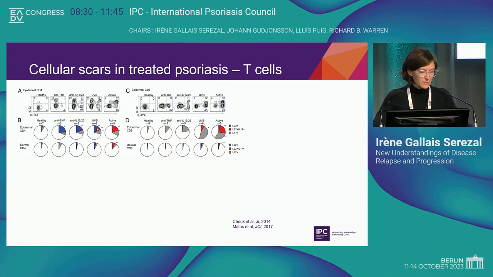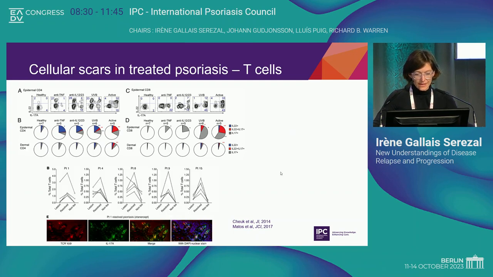anti-IL-12/23, and UVB treatment in the epidermis, not in the dermis, but in the epidermis, you had CD4 that kept the capacity to produce IL-22, and CD8 that kept the capacity to produce IL-17. That's in gray here, the IL-17. That is active lesions, and these are the three treated groups, and that is IL-22 in blue. So the T cells are still doing things in the resolved skin.